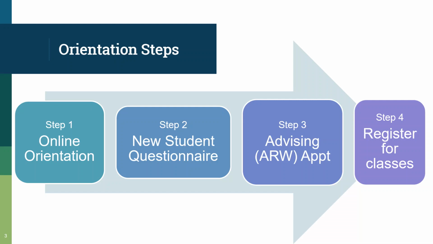But in terms of the orientation steps, the first step would be to complete online orientation, complete the new student questionnaire, attend an advising appointment, also known as the Advising and Registration Workshop, or ARW. And then step 4 is to register for classes.